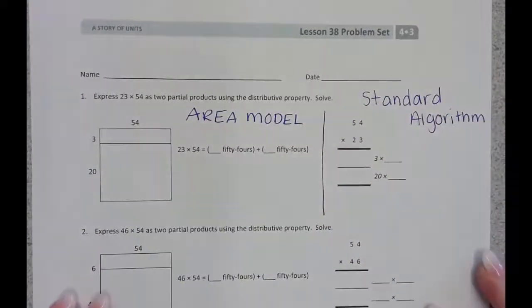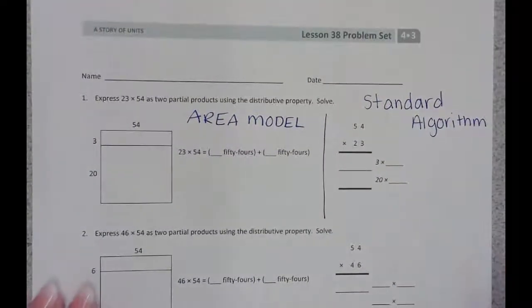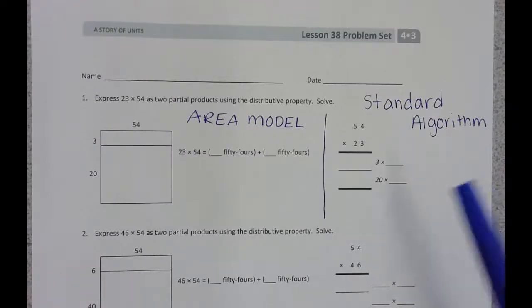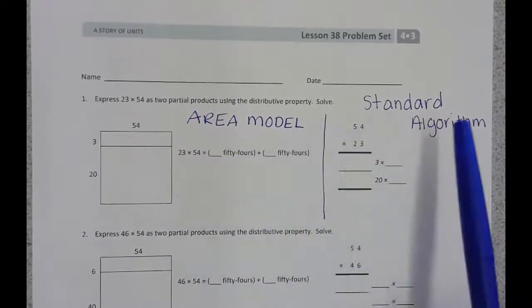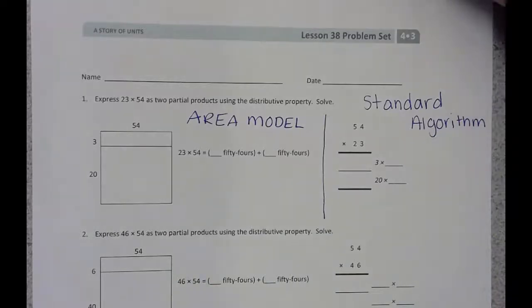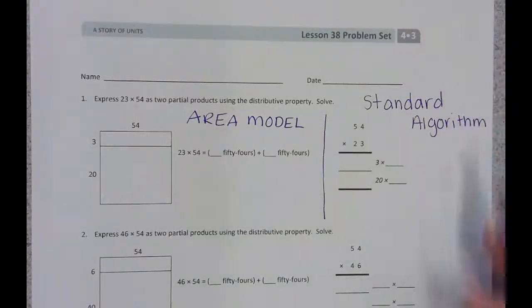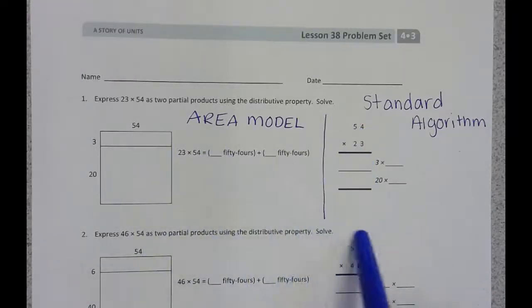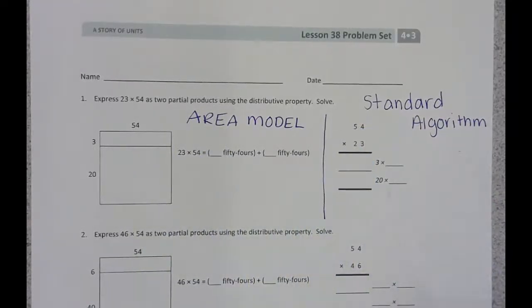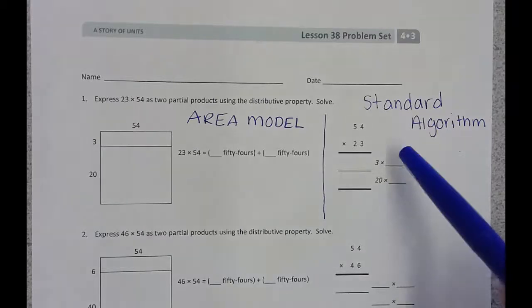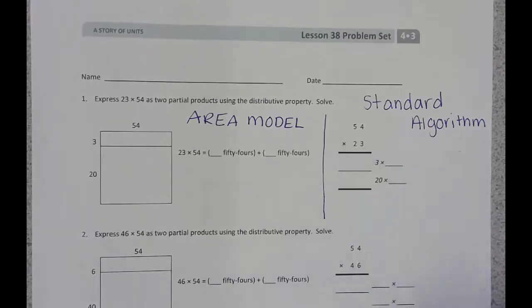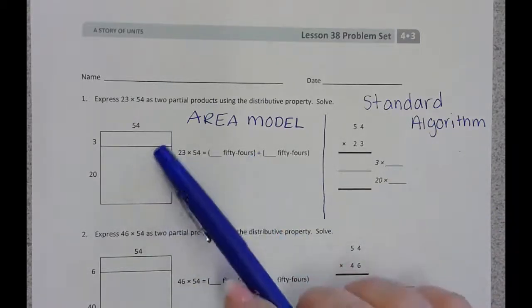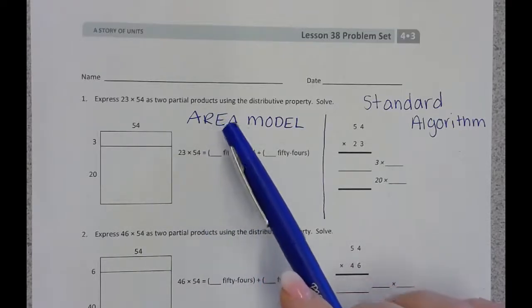Alright, today guys, we're going to be multiplying two two-digit numbers, but you're going to use both the area model and we're going to start talking about the standard algorithm. Okay, so let's just jump right in. Today we're going to go through these first couple problems together and then you guys will work through the rest on your own. So 23 times 54.